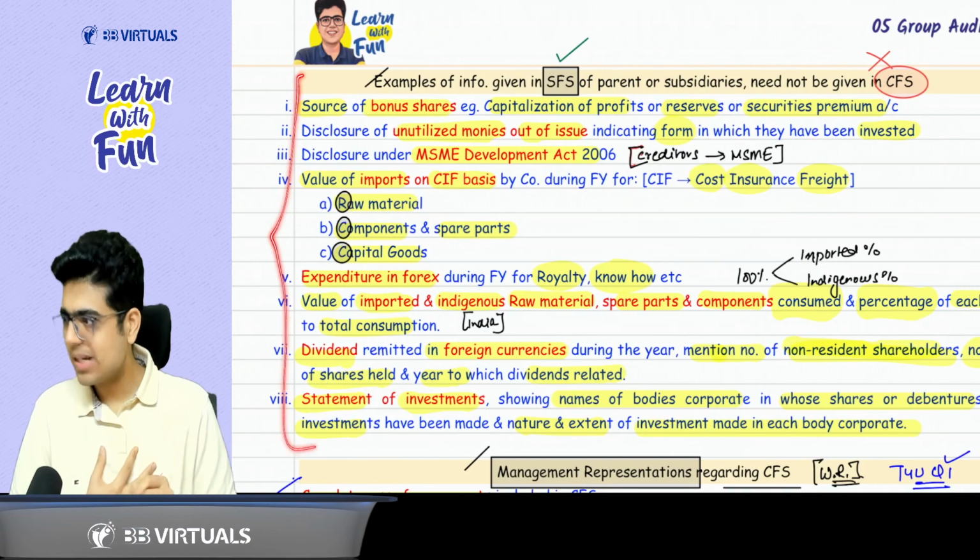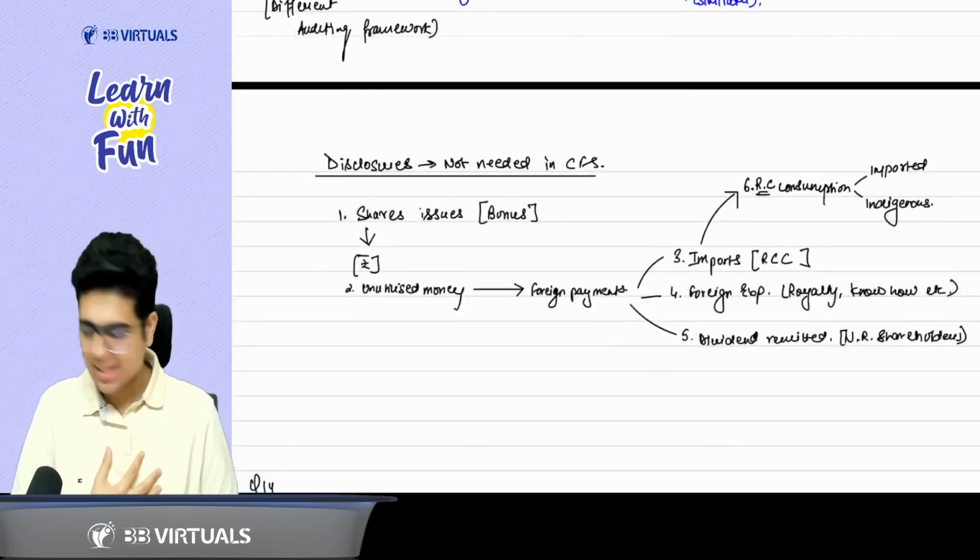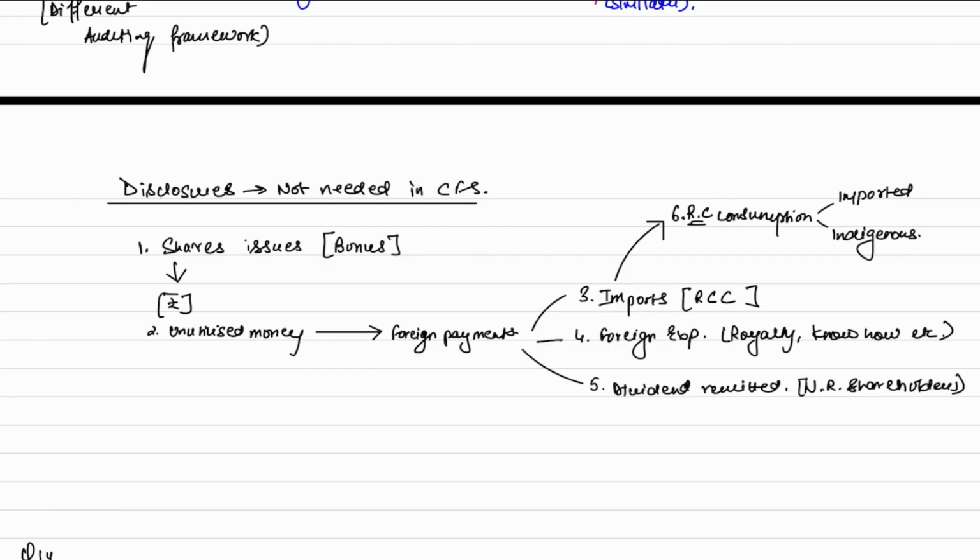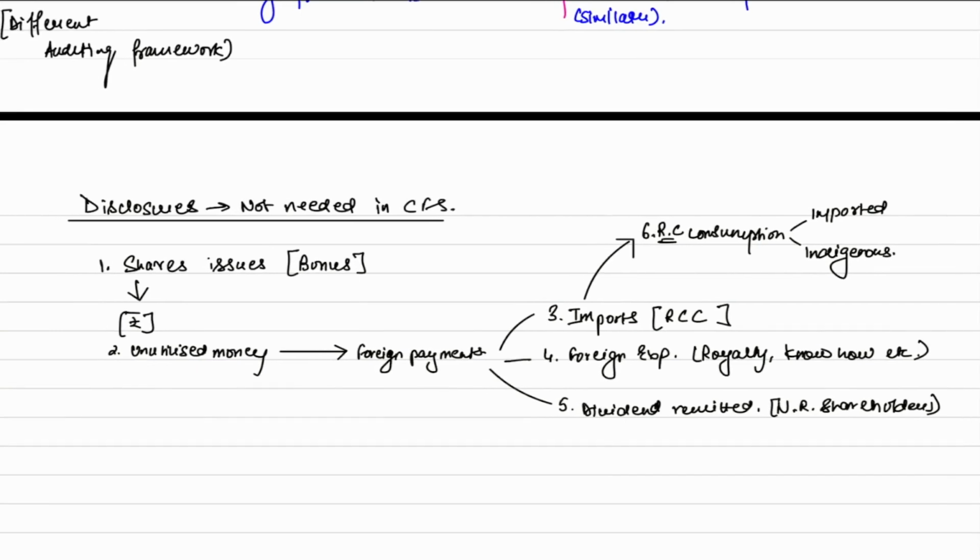So, sir, how to remember it? Let's use a fun memory technique. Everyone, please focus on the board. So first of all, you will talk about the shares issue, that is the bonus share issue. Whatever is the source of bonus share issue, you disclose that.